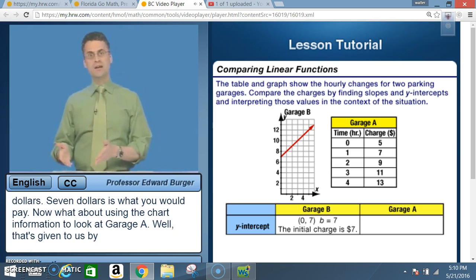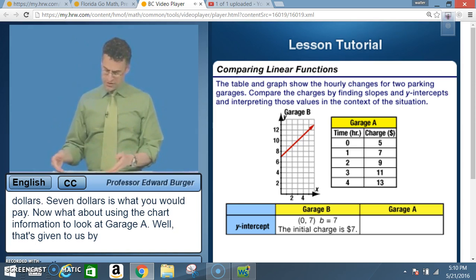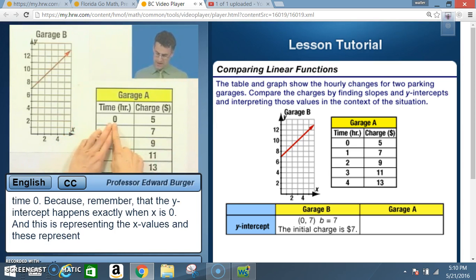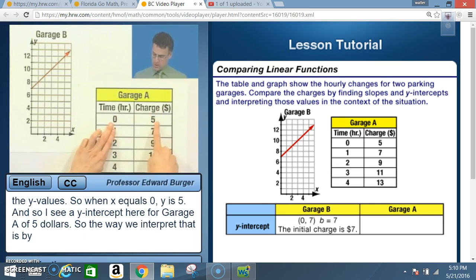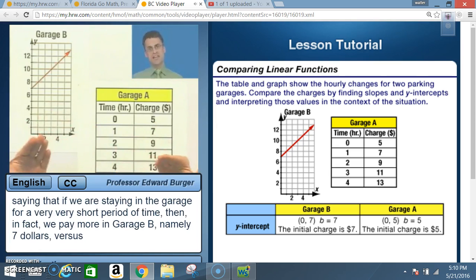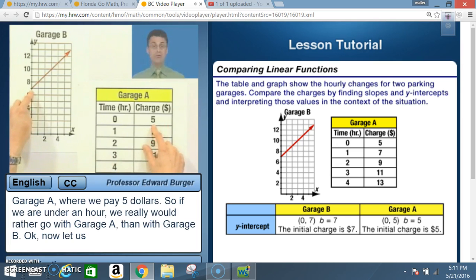Now, what about using the chart information to look at garage A? Well, that's given to us by time 0, because remember that the y-intercept happens exactly when x is 0, and this is representing the x values, these represent the y values. So when x equals 0, y is 5, and so I see a y-intercept here for garage A of $5. So the way we interpret that is by saying, if we're staying in the garage for a very, very short period of time, then in fact we pay more in garage B, namely $7 versus garage A where we pay $5. So if we're under an hour, we really would go with garage A rather than B.